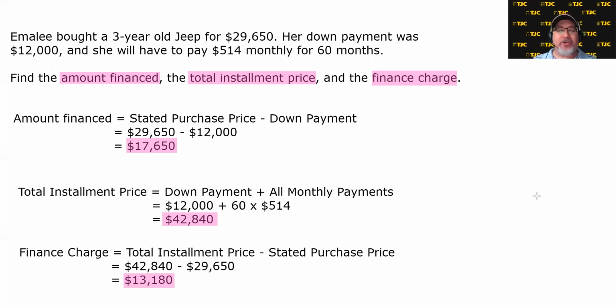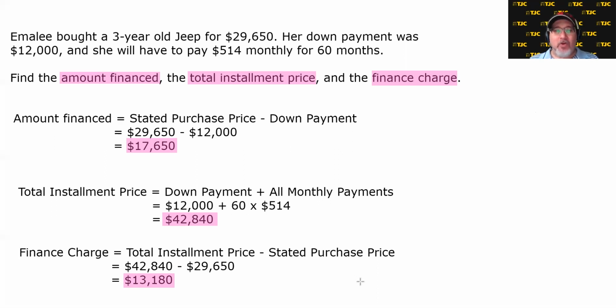It's more important to understand the concepts and then ask yourself how to calculate them in a situation. The amount financed is what I owe you after the down payment. The total installment price is everything I will pay when it's all said and done. And the finance charge is the extra that I will pay you. All right, well, that wasn't too bad.